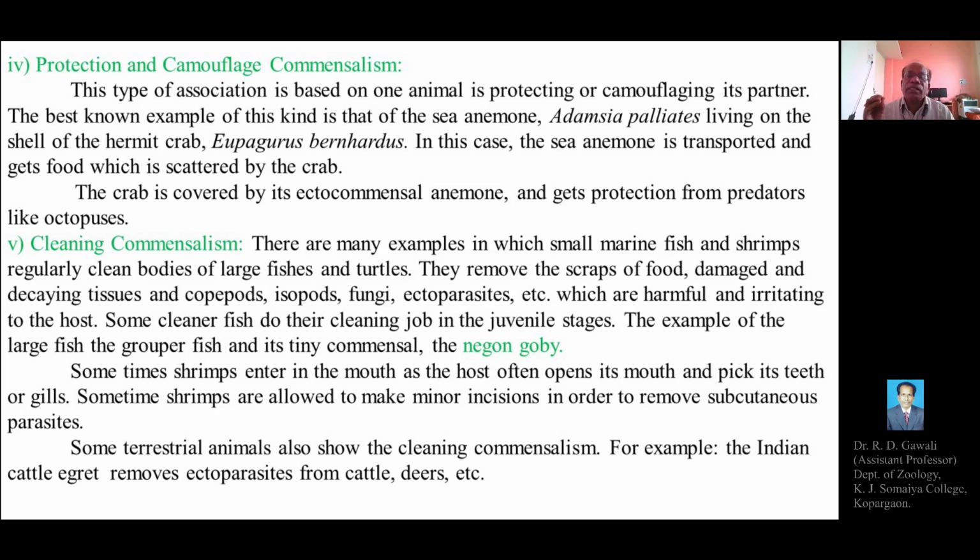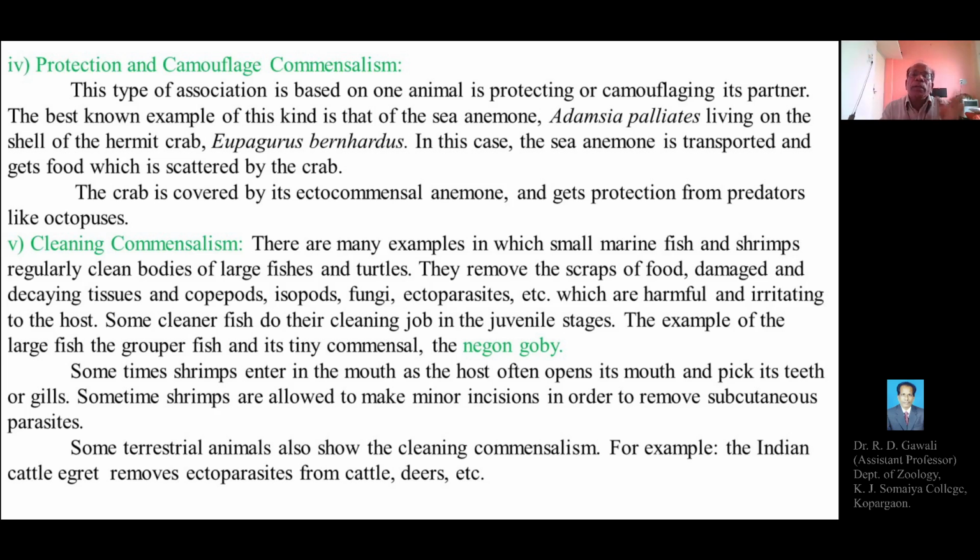Ticks and mites can be ectoparasites occurring on the cattle or the deers, and they can be removed by the cattle egret. So the Indian cattle egret is a terrestrial animal showing the cleaning commensalism, removing the ticks and mites from the skin or body of the cattle and deers. This is the best example of cleaning commensalism, where the Indian cattle egret removes the ectoparasites, that is ticks and mites, from the body of the cattle and deers.